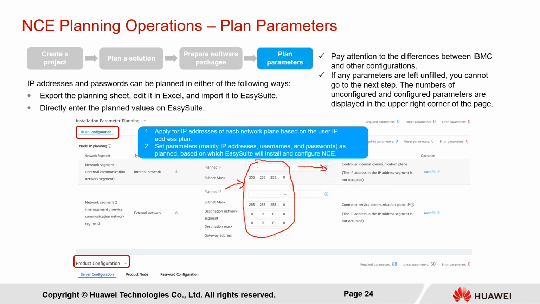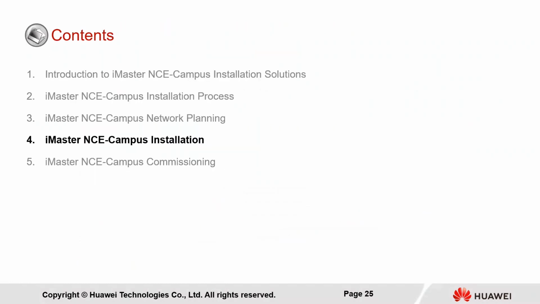And you can proceed to the next step only after you fill in all the mandatory parameters. The numbers of configured parameters and errored parameters are displayed at the upper right corner of the page. So these are the required parameters, unset parameters, and the error parameters, it's going to show you right here. Till now, the plan is completed, and we finally installed the NCE on our servers.